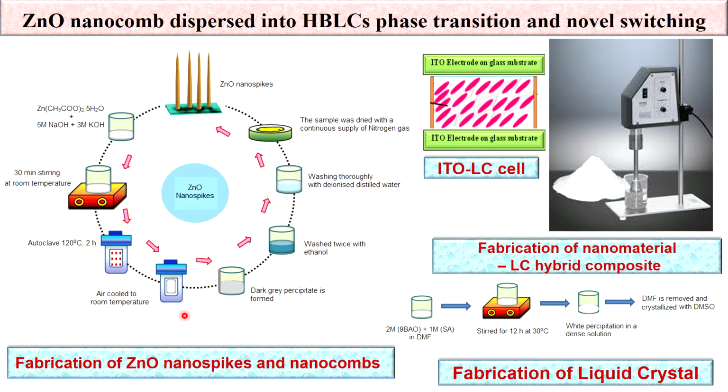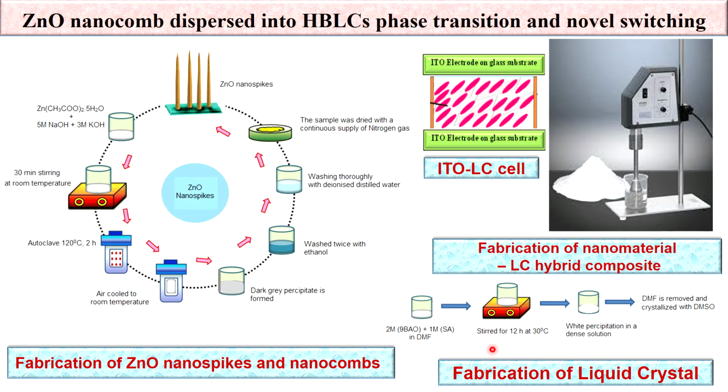It is then air cooled to room temperature, which results in the formation of a dark gray precipitate, which is then washed thoroughly with ethanol and deionized distilled water to remove all the impurities. The sample was then dried with a continuous supply of nitrogen gas. This results in the formation of zinc oxide nanospikes. The zinc oxide nanospikes so obtained are then transformed through a vapor deposition process into nanocombs, with the development of a thin ribbon-like stem and teeth-shaped structures on the stem surface.